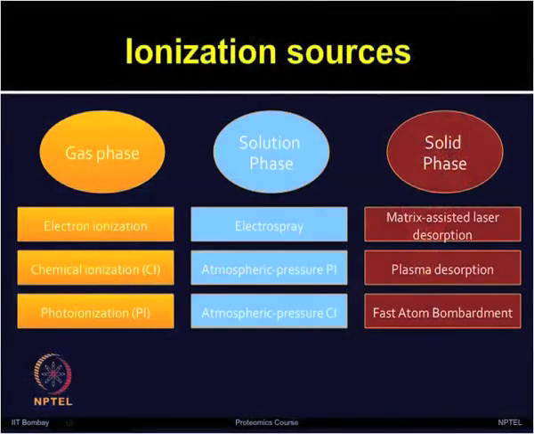With the gas phase, electron ionization, chemical ionization and photoionization are the more commonly used ionization sources. With solution phase, electrospray, atmospheric pressure and atmospheric pressure CI are the more commonly used ionization sources. With solid phase, MALDI, or matrix-assisted laser desorption ionization, and plasma desorption are the more commonly used solid phase ionization sources.